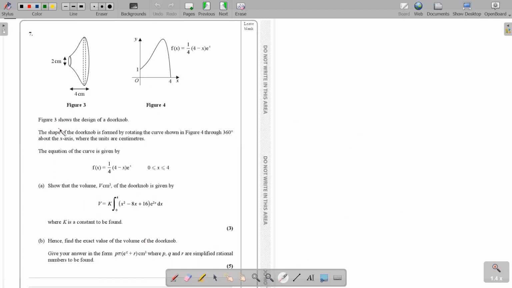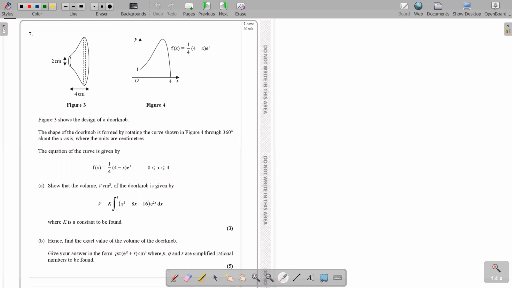Question number 7. Figure 3 shows the design of a doorknob. The shape of the doorknob is formed by rotating the curve shown in figure 4 through 360 degrees about the x-axis, where the units are in centimeters. The equation of the curve is given by y = 1 over 4 minus x into e to the power x, and x values are between 0 and 4. Show that the volume V cubic centimeters of the doorknob is given by this particular equation, which has 3 marks, where k is a constant to be found.